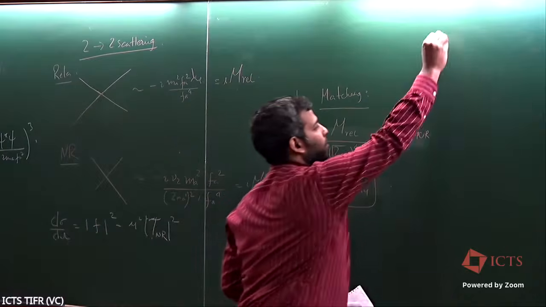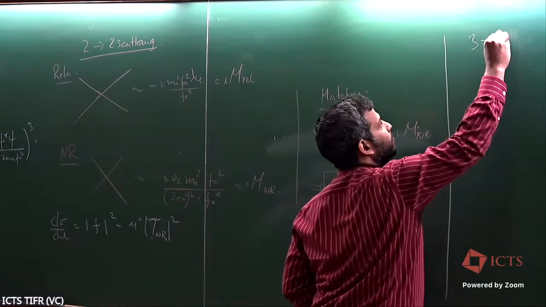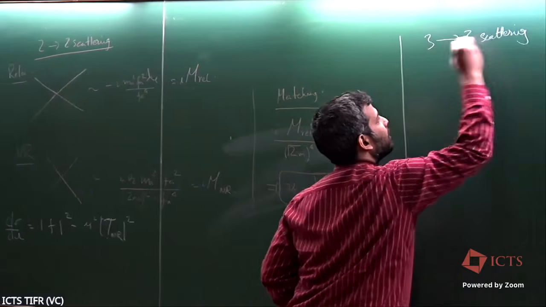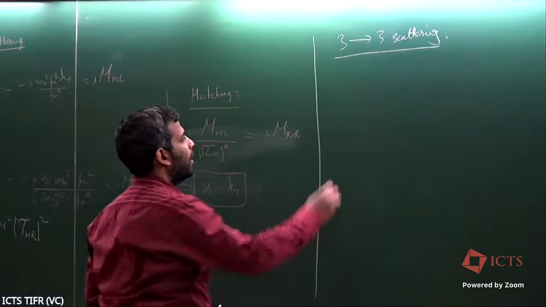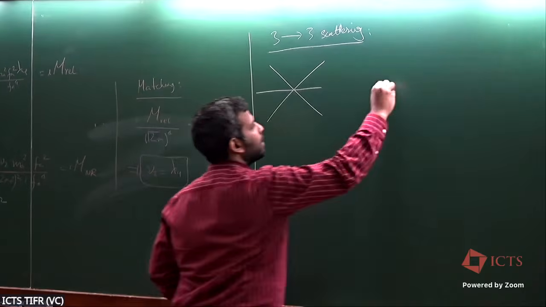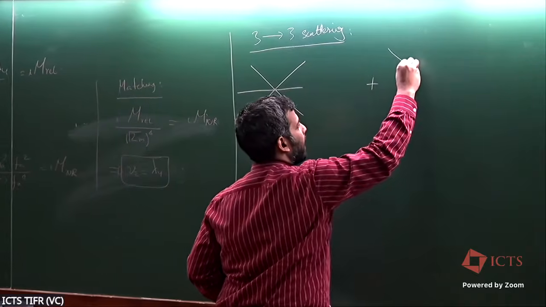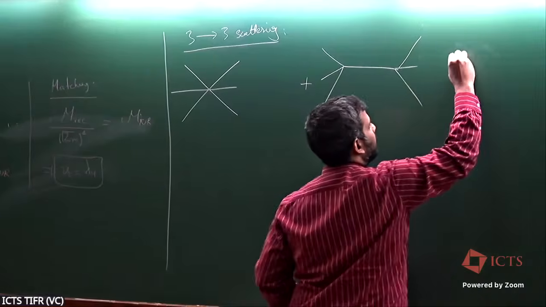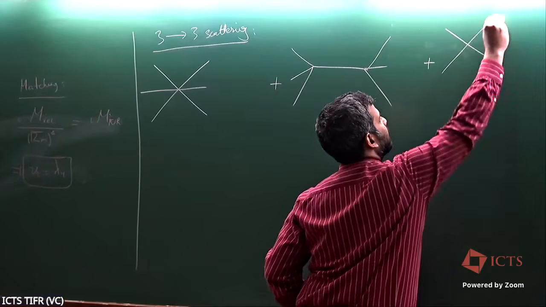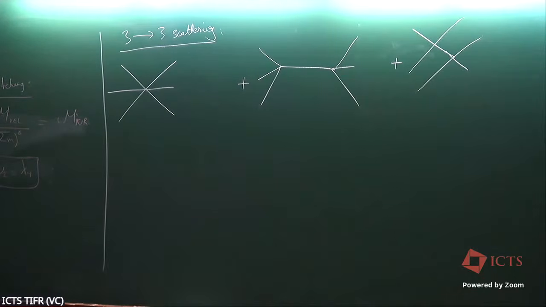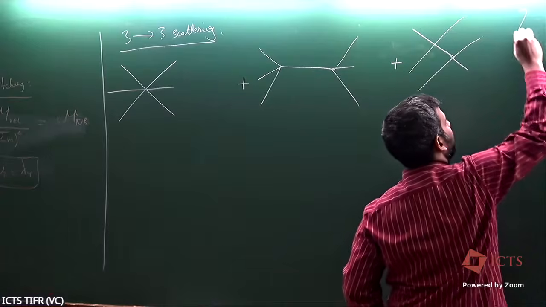So now if I do the 3-to-3 scattering, one of the diagrams I would have is this. Another diagram I would have is this. And the third diagram I would have is something like this in the relativistic theory. So I'm doing this again in the relativistic case.